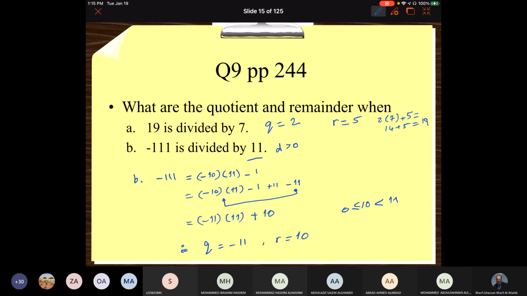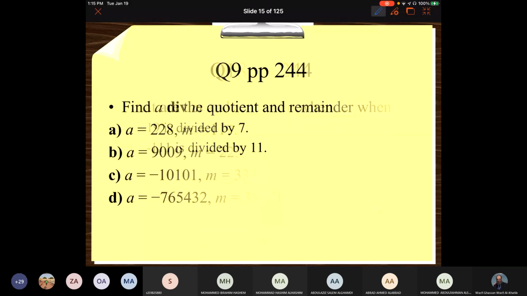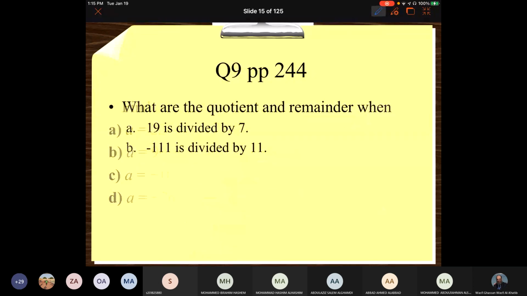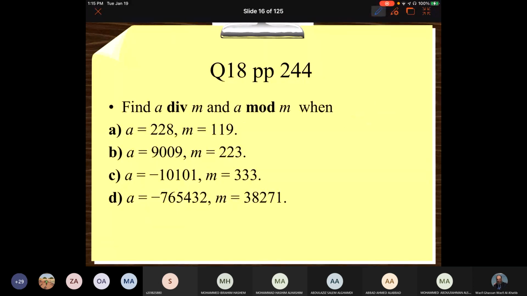Okay. So remember that the remainder should always be non-negative. The remainder should always be non-negative. So find A div M and A mod M when A is equal to 228, M is equal to 119. Would you like to solve? Go on the chat, guys. Let's do C.